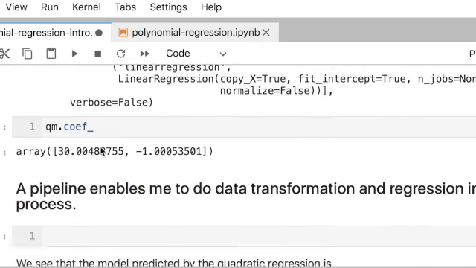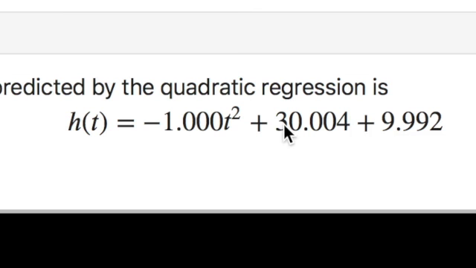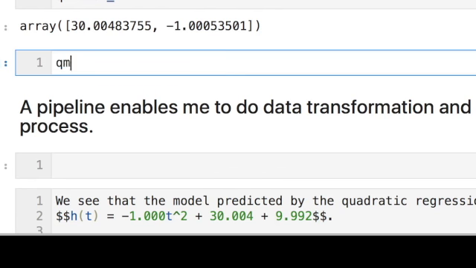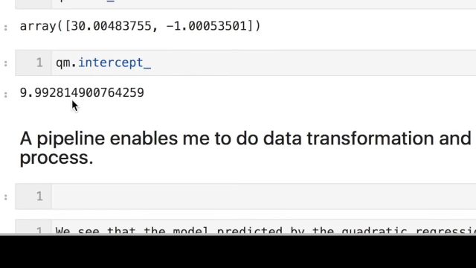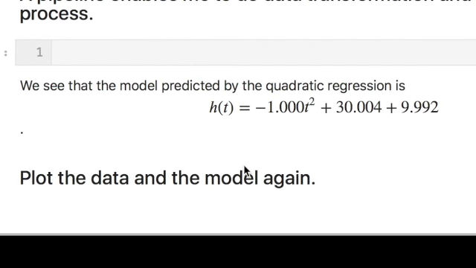So this tells me that the coefficient on x is roughly 30.004, and I've written this down here. And the coefficient on x squared is roughly negative 1.000, and I've written that down here. And then if I do qm.intercept_, I see that the intercept of this model is 9.992, and I've written that down here. So we can see that the quadratic regression that we've done predicts that height can be predicted from time by this polynomial formula.